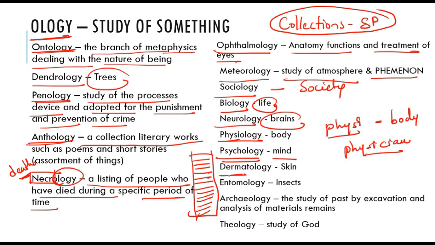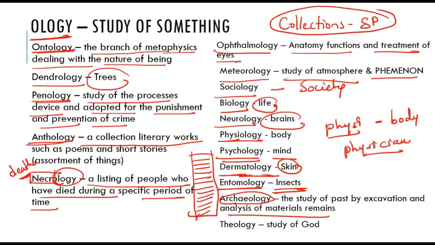Dermatology actually means study of skin. Okay. Entomology means study of insects. Archaeology, study of past by excavation and analysis of material remains. You go to a place where there has been an empire and you literally do the excavation and you try to find out whatever has been buried in the ground, based on which you get to know what must have happened. You make an analysis of the same.